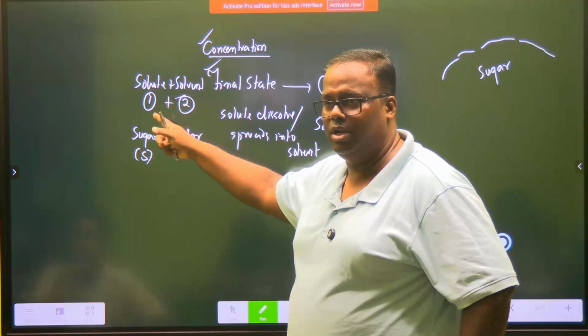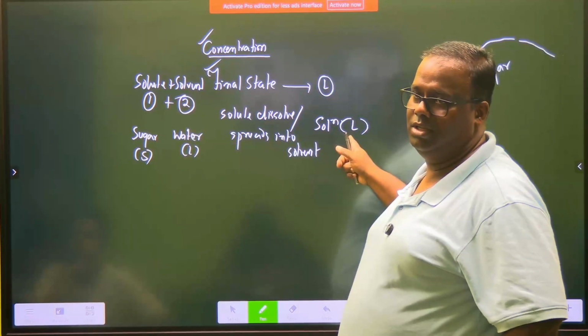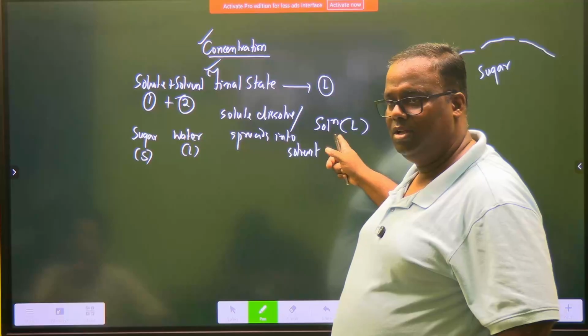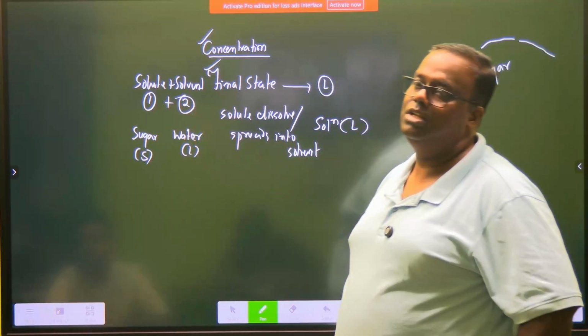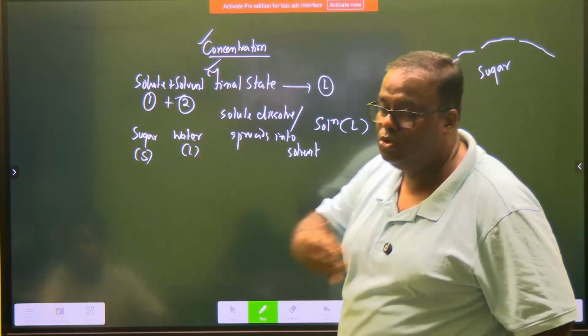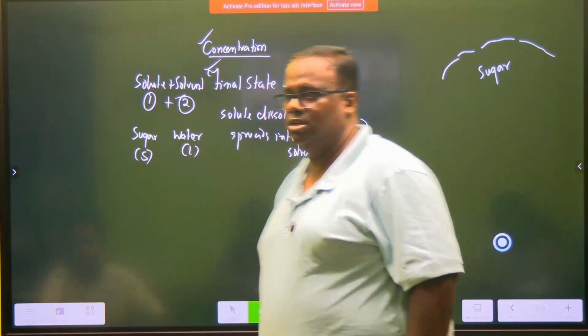Milk and sugar. So what do you get? Sweet milk. Sweet milk is liquid. Initially sugar was solid, milk was liquid. So milk is the solvent. In solvent, the solute always spreads and mixes across.